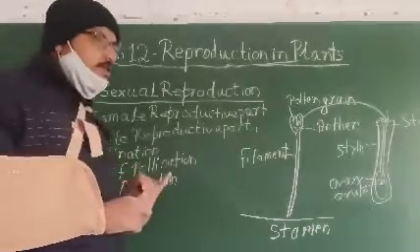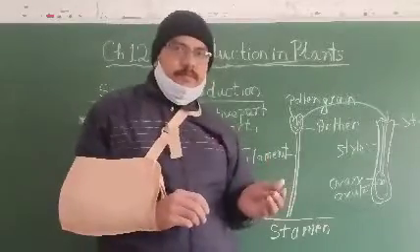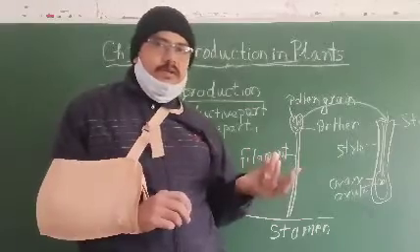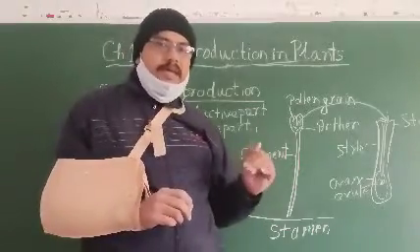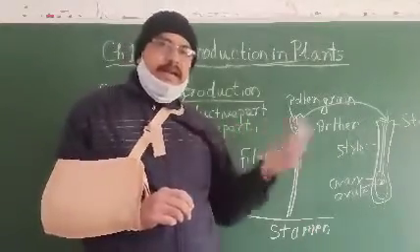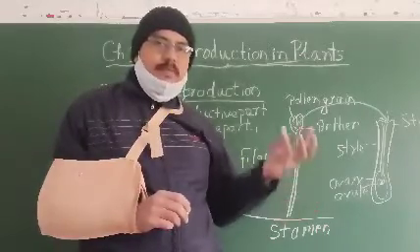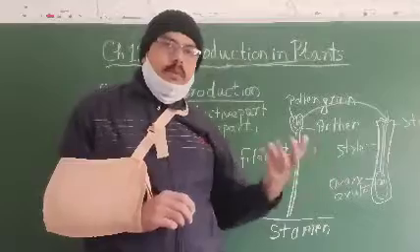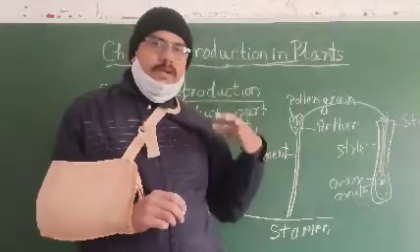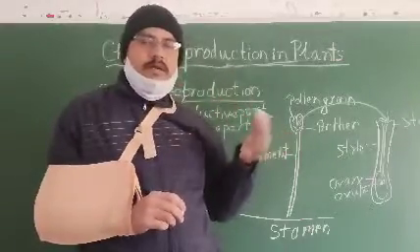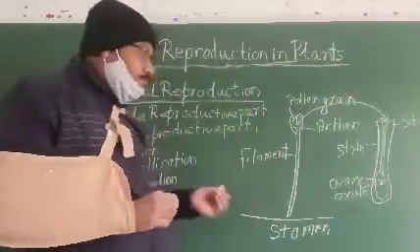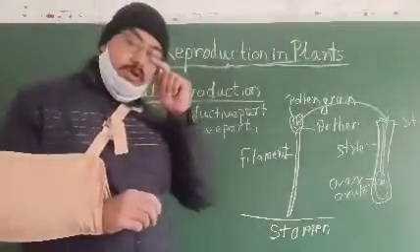And self pollination, the transfer of pollen grain inside the same flower. Suppose a flower has both the male and female sex organs, that is the anther and filament, as well as the stigma, style and ovary, that means both the stamen and the pistil are present in the same flower. Then the transfer of pollen grain can occur to the same stigma of the same flower. This is called self-pollination.